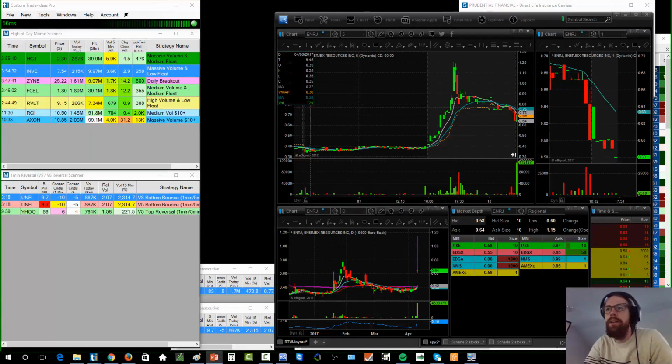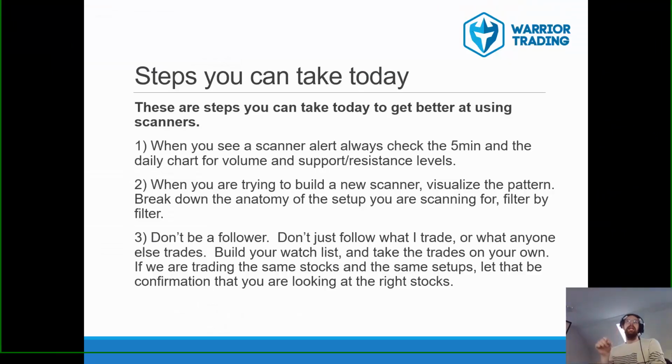So these are the 3 steps that you can take today to get better at using scanners. Number 1, when you see a scanner alert, always check the 5-minute chart and the daily chart for volume and for support and resistance levels. Number 2, when you're trying to build a new scanner, try to visualize the pattern and break down the anatomy of that pattern, based on the percentage of the gap, the current volume, all of the metrics that you can see, and then start importing those into the filters for that scanner that you've made, and start testing, adjusting, and refining.